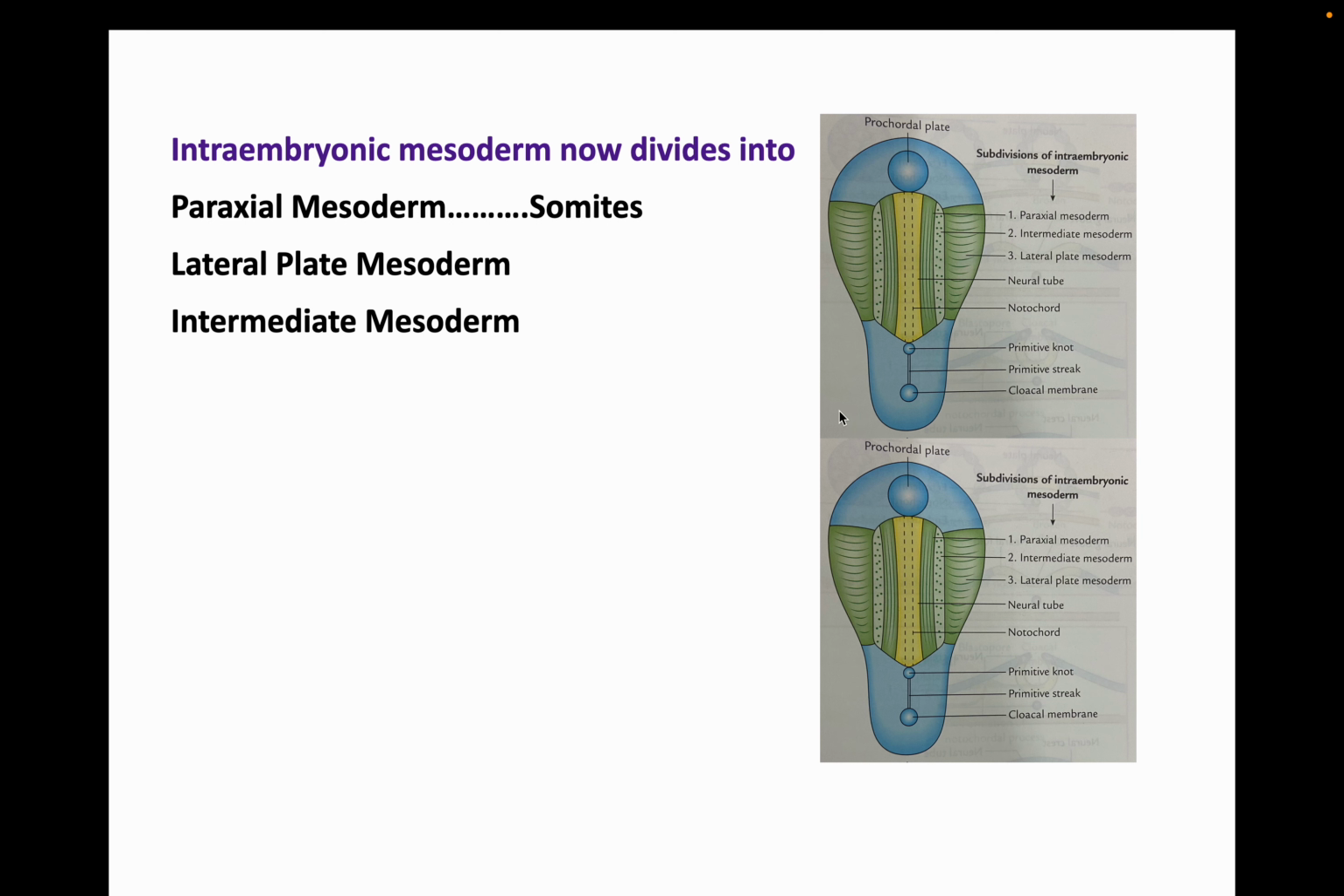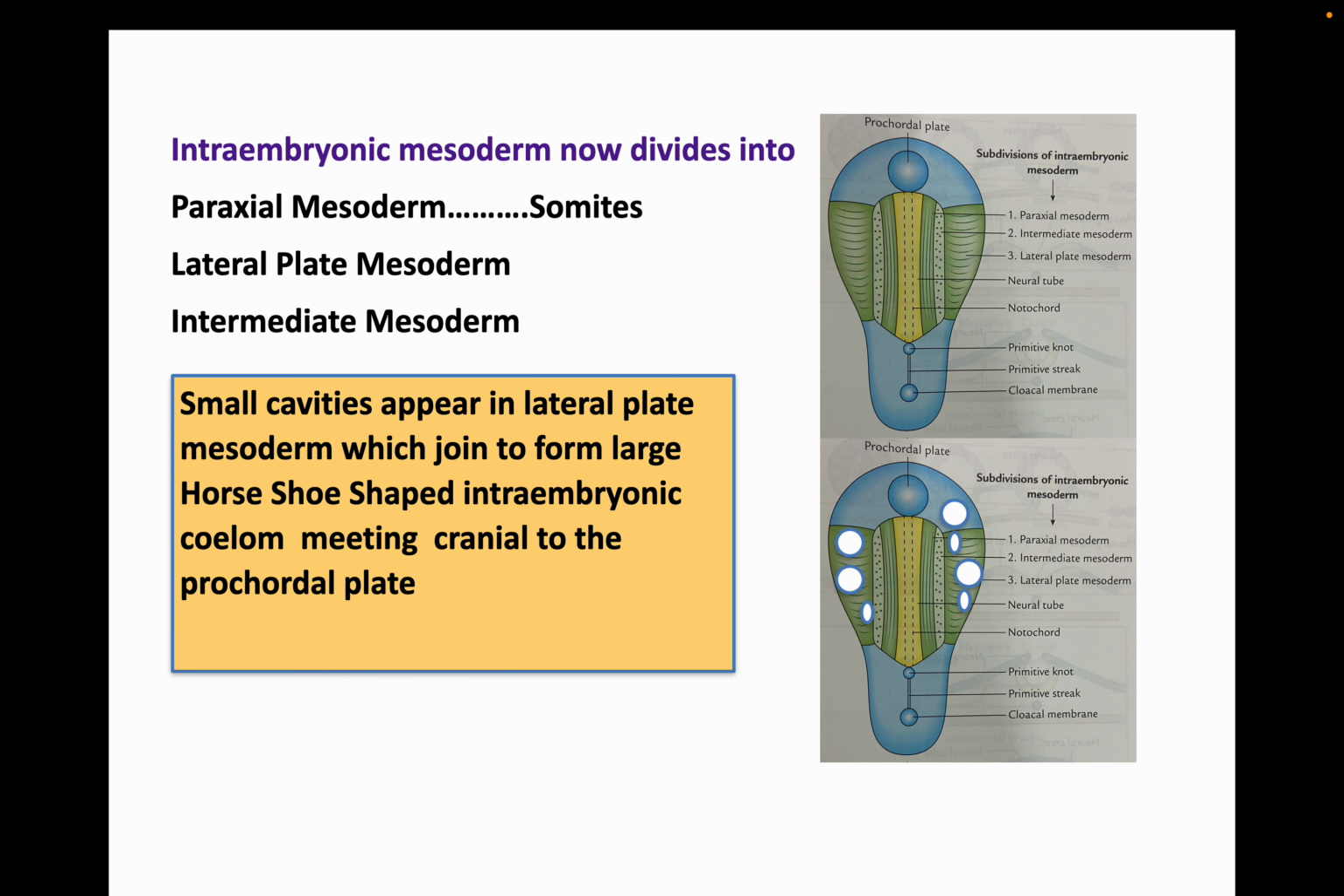Now you can further see in this diagram what is happening. Small cavities appear in the lateral plate mesoderm. Later on these small cavities fuse with each other. You can see here the meeting of the different cavities is happening. That meeting is in a horseshoe-shaped manner, the limb of which is running cranial to the procaudal plate. So this horseshoe-shaped cavity is formed.